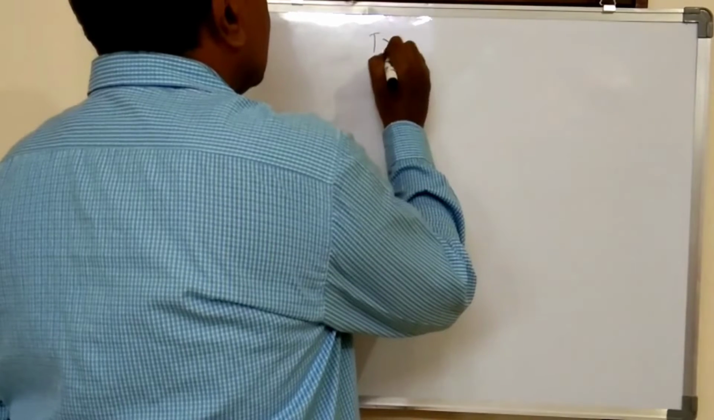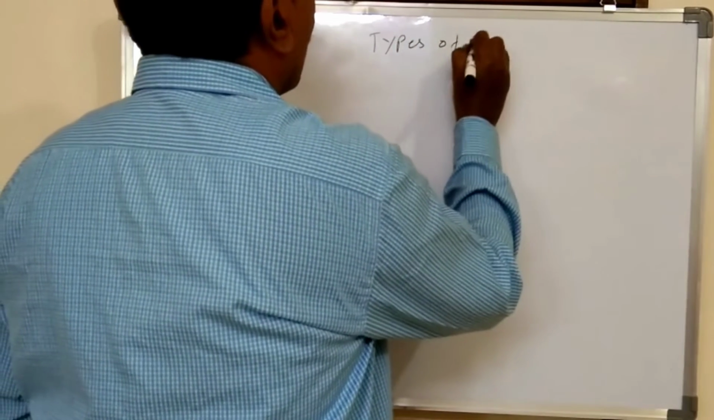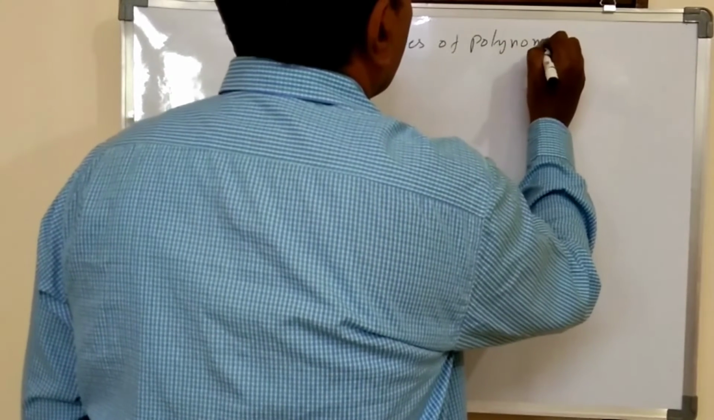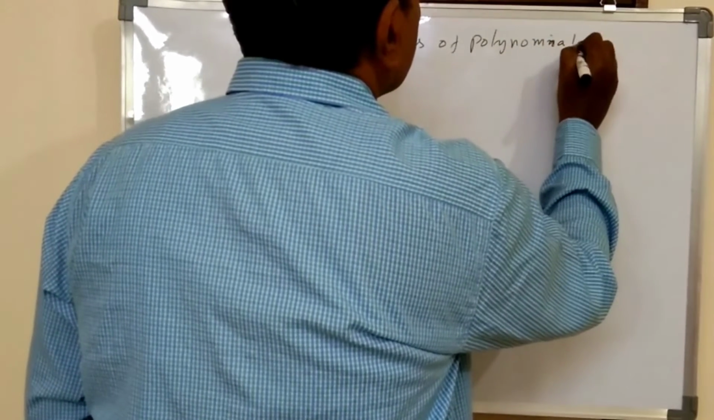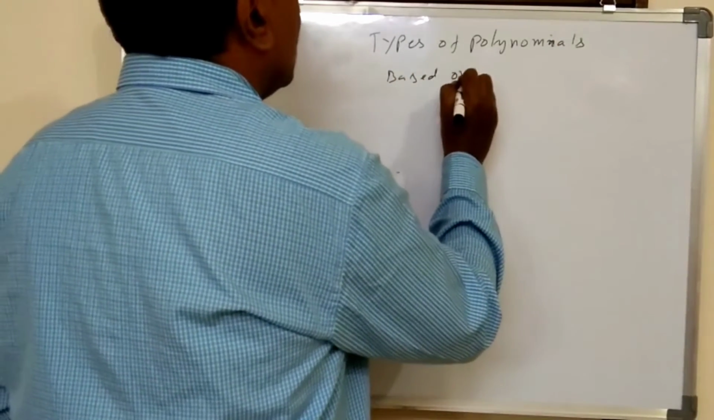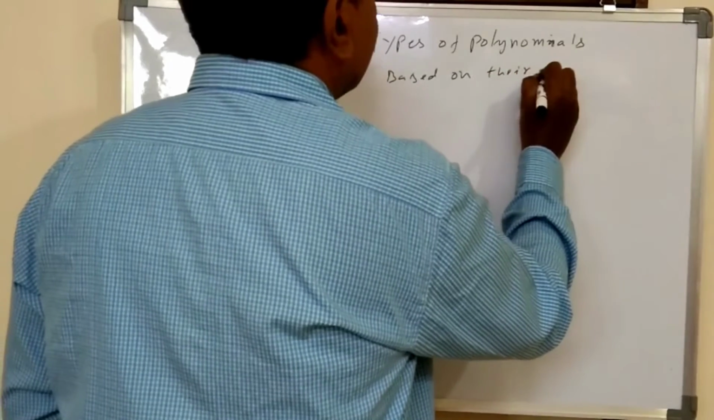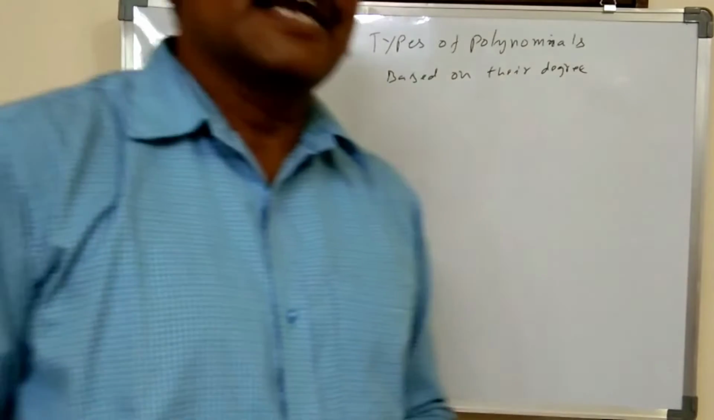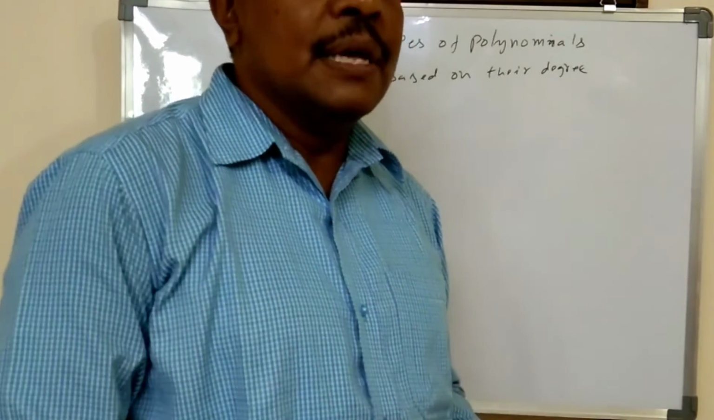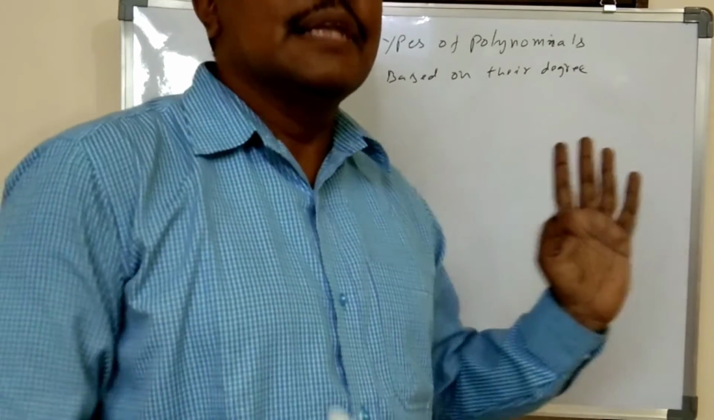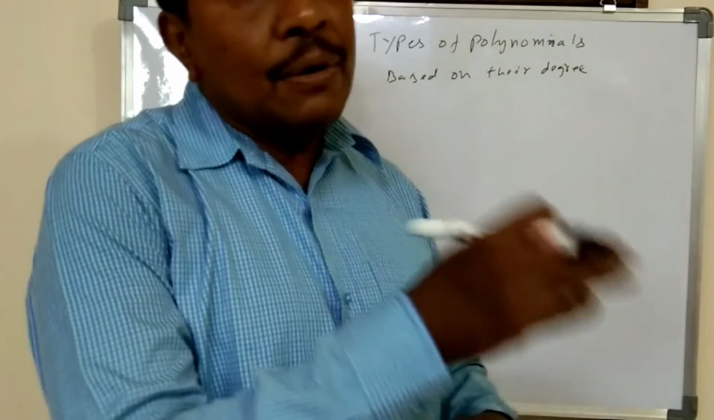Next. Now the next one is types of polynomials based on their degree. In the previous class we had discussed the types of polynomials based on their number of terms. Now today we are going to discuss the types of polynomials depending on their degree.